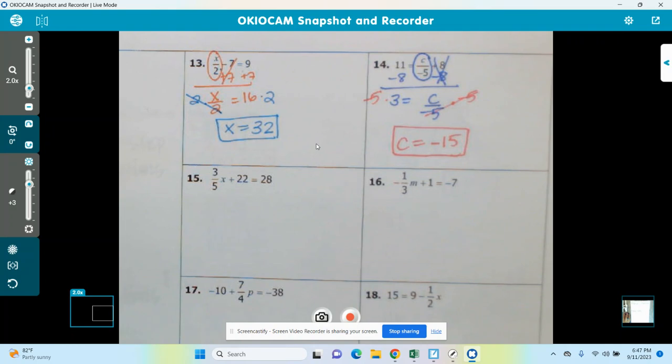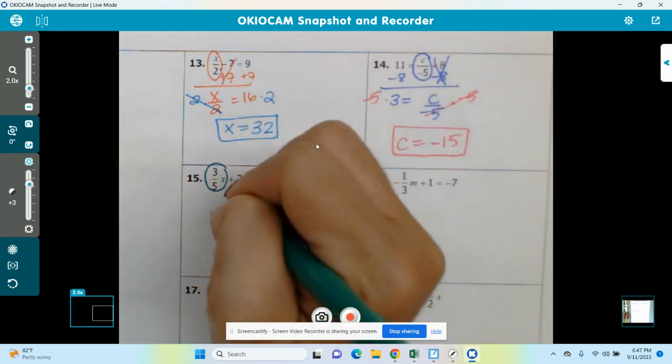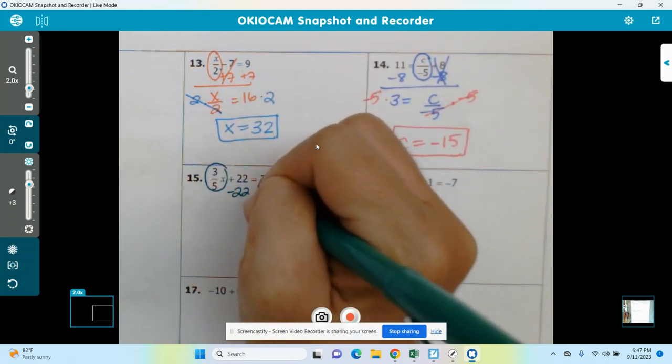Okay, 15, 16, 17, 18 are all going to actually end up being 3 steps. Down at the very bottom, those will go back to being a 2-step, but the way I do 15 through 18 are, in fact, 3 steps. Okay, so same thing. Here's my variable term right here. So I'm going to move the 22 first.